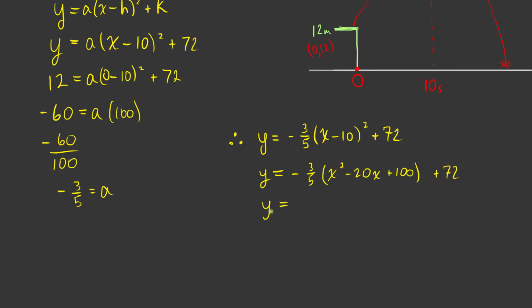We'll multiply that negative 3/5 in, and this is where I might wish that I'd turned it into a decimal, but let's be strong and keep using the fraction. So 20 times 3 is 60, 60 divided by 5 is 12, so I'll have 12x, and then 3 times 100 is 300, 300 divided by 5 is 60, and so that gives me negative 60. I just have to add the 72 on the end now, and so my standard form, my final form here, is negative 3/5 x squared plus 12x plus 12.